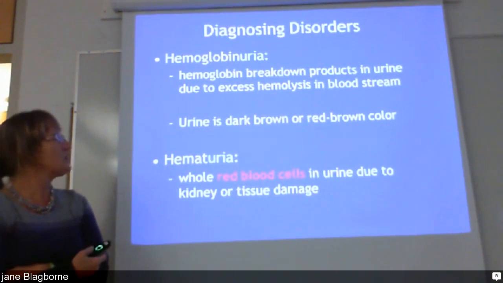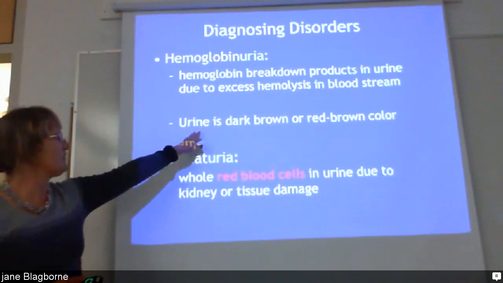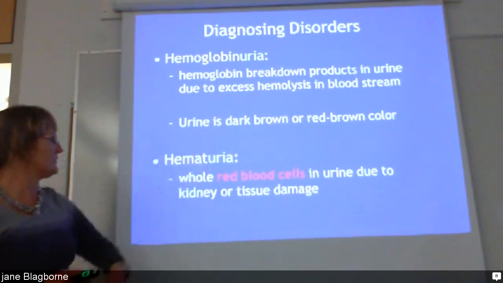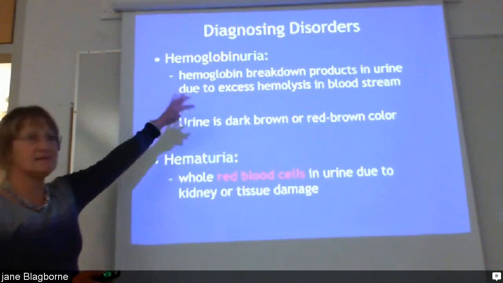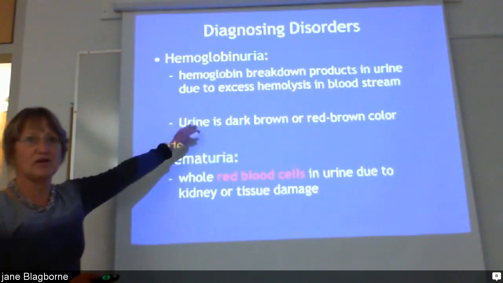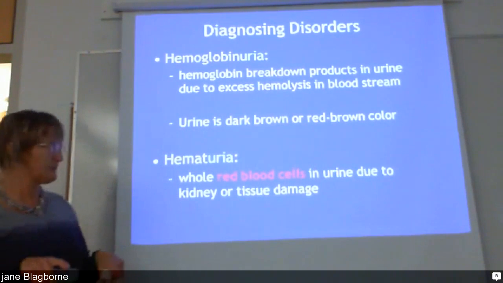Even hemoglobinuria. Hemoglobin breaks down products in the urine due to excess hemolysis, so that the urine can be dark brown colored or red colored. You will see those in disease processes. This is not normal. Your urine should be like diluted apple juice color.